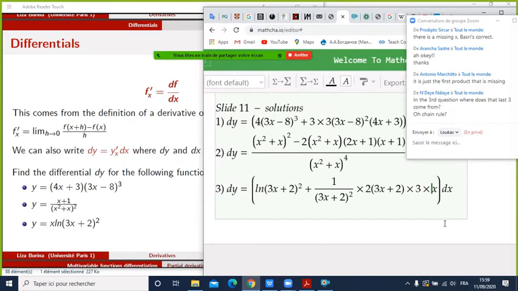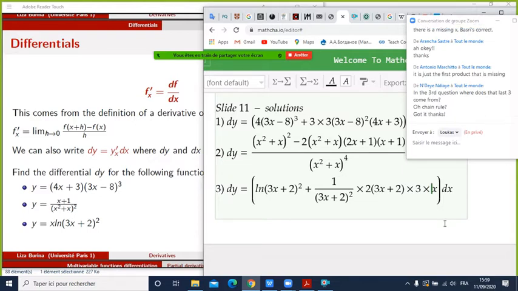Chain rule, exactly. Perfect. And then this x, we were supposed to multiply, not forget it, because we're still inside the product rule, right? So we were supposed to multiply the derivative of the second by the first, and the first is just x. Okay, perfect.